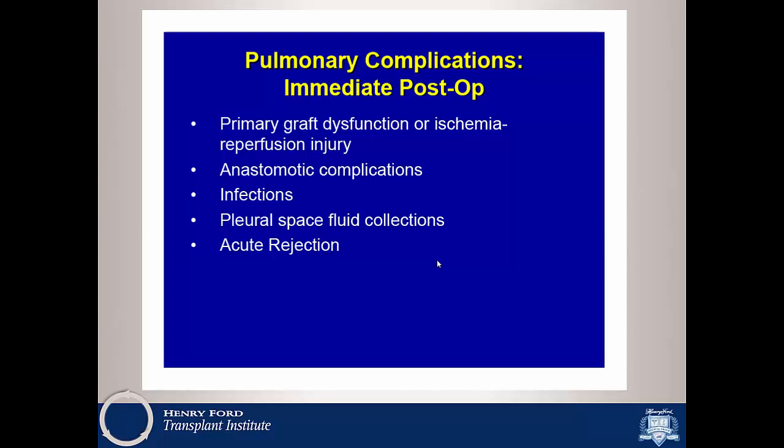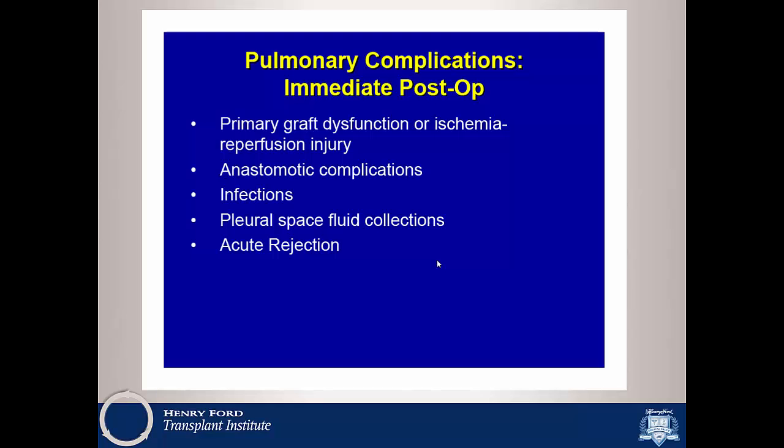The first of which is primary graft dysfunction, or another word for that is ischemia reperfusion injury. We always think about, in the immediate postoperative period, a very fragile anastomosis, and we worry about anastomotic dehiscence during this time period. By far the most common postoperative complication is infection, and I hope you take away from this that the thing we fear the most is infection. Most people die of infection in the immediate postoperative period. We do see commonly pleural space fluid collections, and I'm going to share with you some problems we've seen with these, and then finally talk about acute rejection.